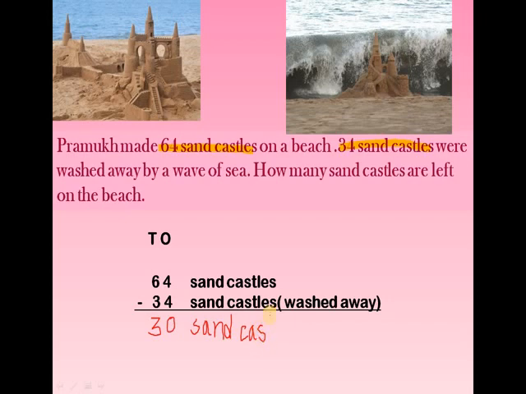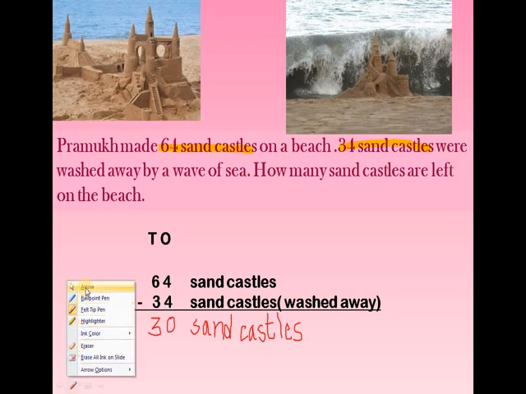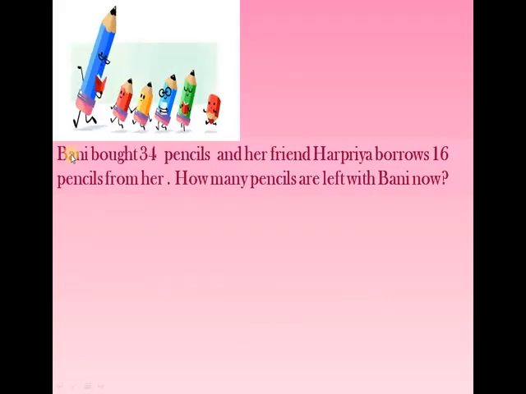Do you go to Daman beach? Yes. Okay. All of you go. And how many of these kind of castles have you made there? Oh, wow, everybody. Very nice. And have you seen your own castle washed away? Yes. And how does it feel? Bad. Of course, it feels bad. Okay. So 30 sand castles are left on the beach made by Pramukh. Okay. Let's move to the next example.